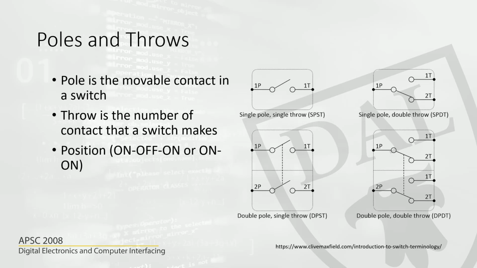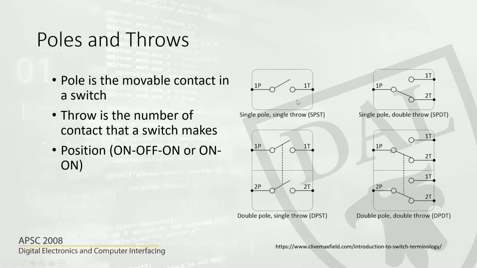And poles and throws. When you get a switch, you have to understand these. They used to say SPST switch, SPDT switch, or DPDT switch. So what do all these mean? Poles means the movable contact in a switch. How many movable contacts you have determines the pole. Each pole is required for a circuit, because a circuit exists only when it is closed. When it moves, it is not closed. So yes, we can say a circuit.